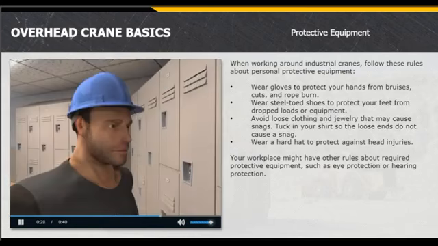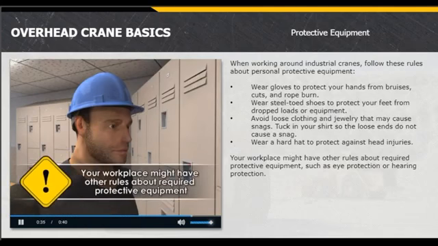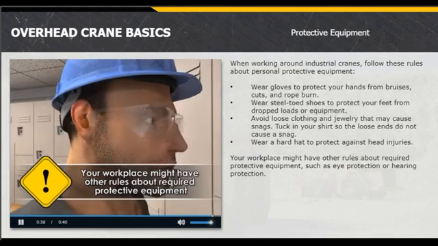And, finally, wear a hard hat to protect against head injuries. Your workplace might have other rules about required protective equipment, such as eye protection or hearing protection.